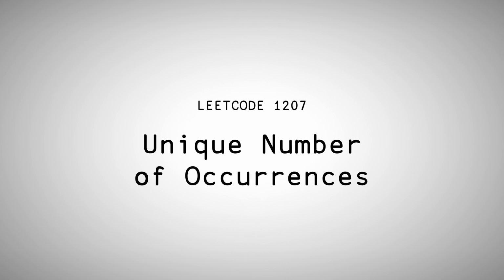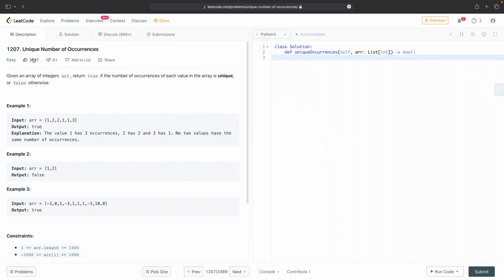Today we're doing the unique number of occurrences problem. Given an array of integers r, return true if the number of occurrences of each value in the array is unique, or false otherwise. Okay, that's a little bit nested, but I think I understand what that's saying.